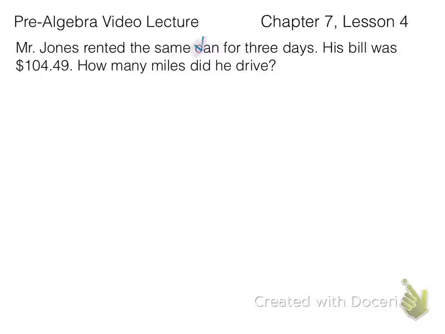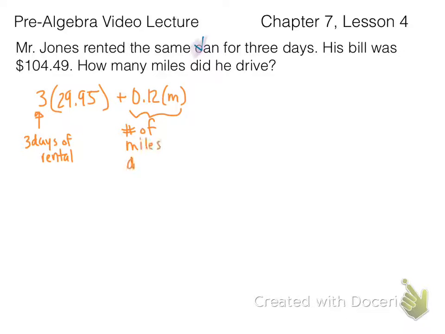All right. So he rented the same van for 3 days. His bill was $104.49. Because remember, you only use the and when you're talking about decimal places. All right. How many miles did he drive? So, how has this problem changed compared to when we were talking about Mrs. Smith? Well, instead of 2 days of a daily rental, he's doing 3 days. So it's going to be 3 days of rental times the cost of 1 day, which is $29.95, plus 12 cents per mile times miles is going to give me his total bill.